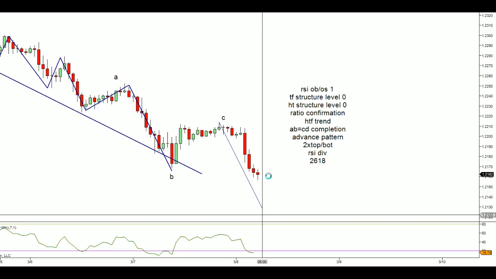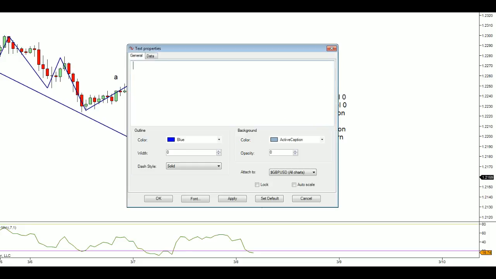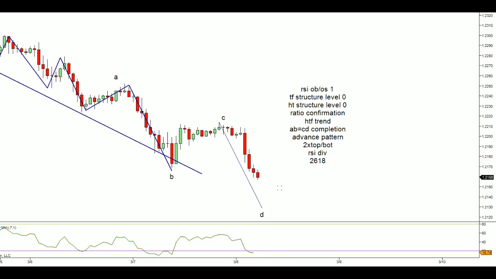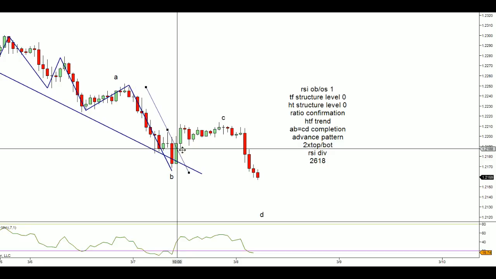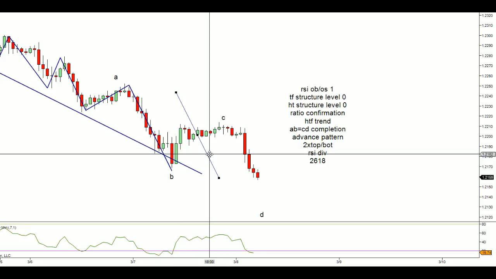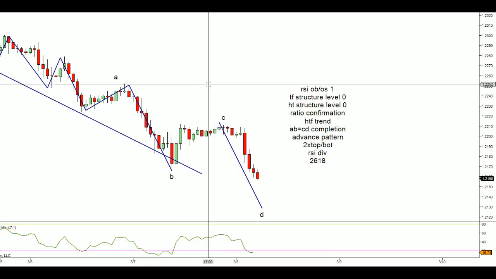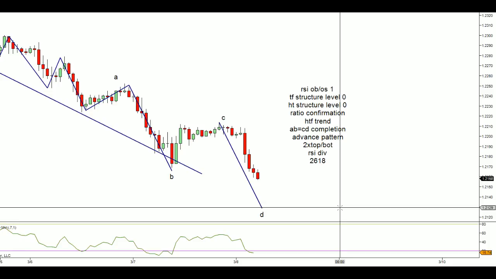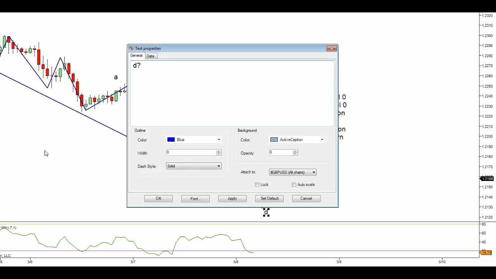I guess I was going too fast. There we go. I don't know why that changed like that. That was weird. And maybe I bumped it. I don't know. Okay, so we'd have a D completion down here maybe. So I need to add a question mark to that because we don't know.